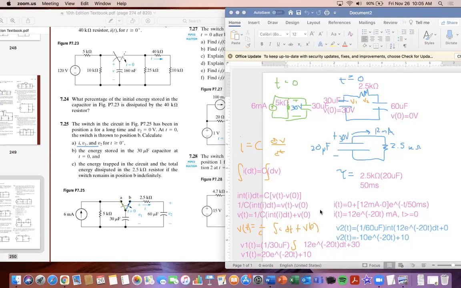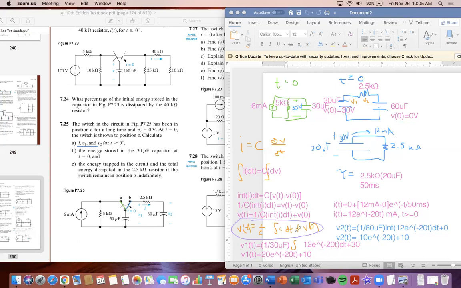So the only difference for this problem is it has 2 capacitors. It doesn't just have 1. Therefore, we had to go back to this original equation to find the voltage for each of those capacitors.